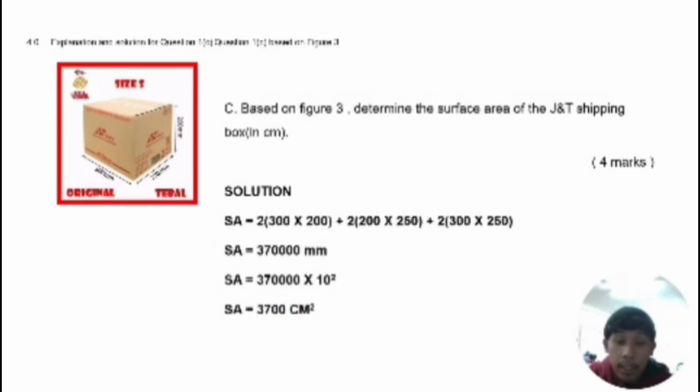But don't forget, the question told us to give the answer in cm. The answer that we have got is in millimeters. So how to change it to cm? We have to multiply the answer with 10 square. Then we get the answer, which is 3700 cm square.